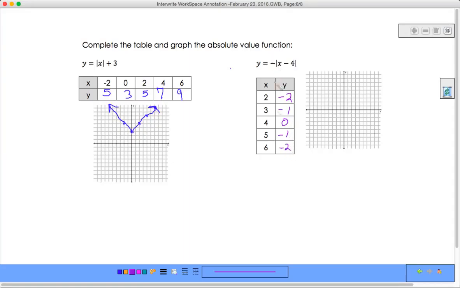So notice there's a negative here, so this is going to be facing the other direction. So let's see if we can graph this. So we have 2, negative 2. 3, negative 1. 4, 0. 5, negative 1. And 6, negative 2. So it's going to go like this.